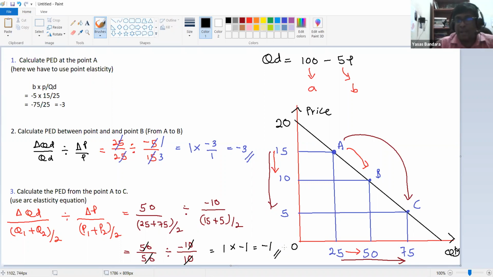So I would like to remind you again, in the exam, it is not just calculating PED, it is which PED they want. Do they want PED between two distant points? Can you see from A to C? C is not the next immediate point of A. C is a distant point from A. So that is a distant point, arc elasticity. Or do they just want elasticity at one particular point? Then use point elasticity. Between two immediate points, a point next to the previous point, there we use normal price elasticity.